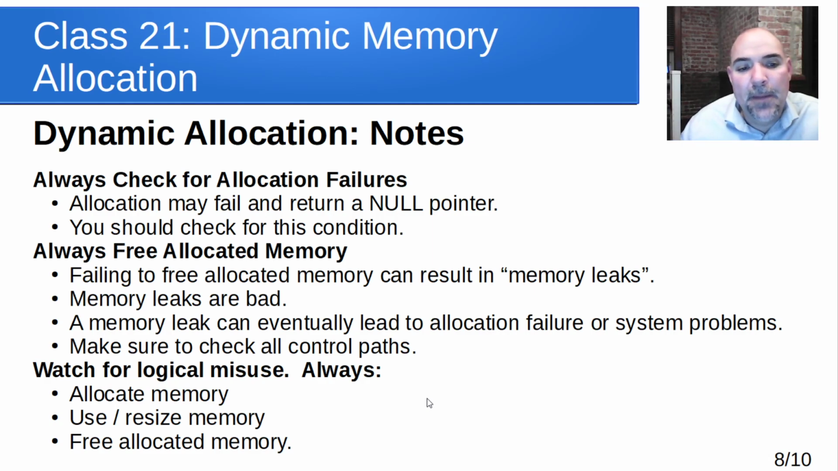Also, watch out for a logical misuse, meaning accidentally allocating something and then freeing it, or freeing it and then trying to use that. So you should always allocate memory, use the memory and or resize it, and then when you're done, free that block of memory. You should always do those things in that order. Allocate, use, free. Allocate, use, free.